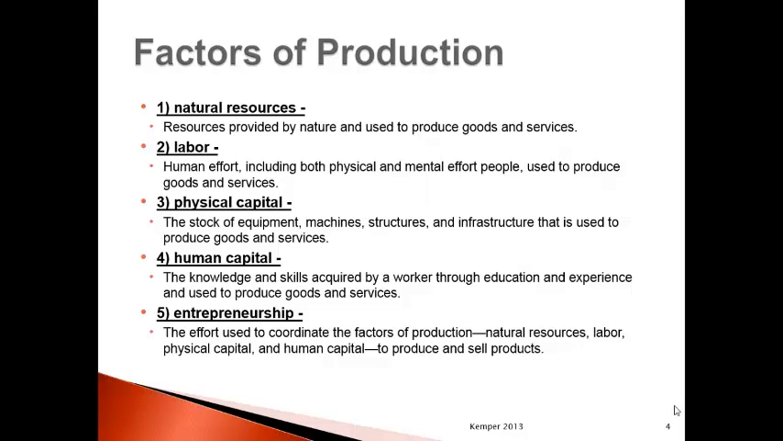Thirdly is physical capital. This is a stock of equipment, machines, structures, and infrastructure that is used to produce goods and services. Physical capital is the things that are man-made, and they stock, they pile up, and you can touch them. They're tangible things, such as a restaurant, or a building, or a tractor, something like that. Whereas the crops or livestock would be natural resources, the tractor itself would be physical capital.